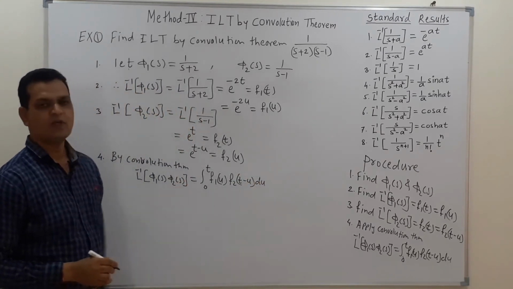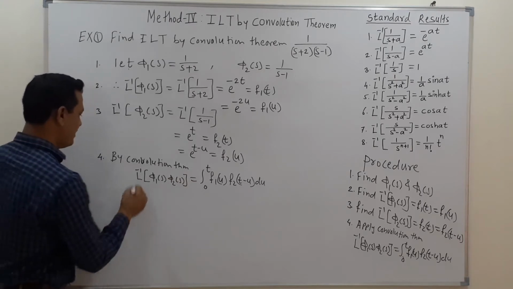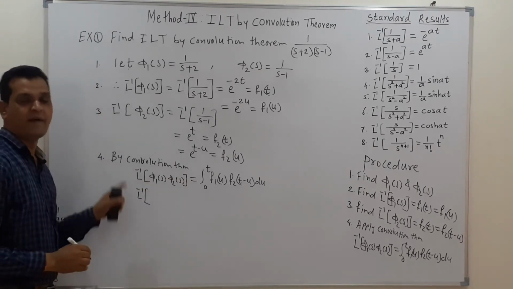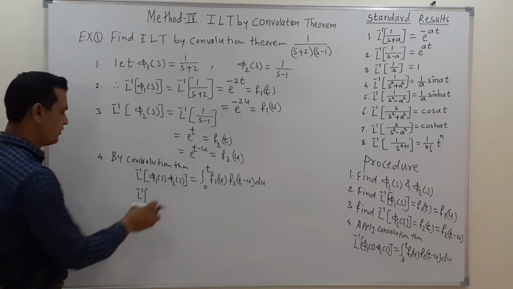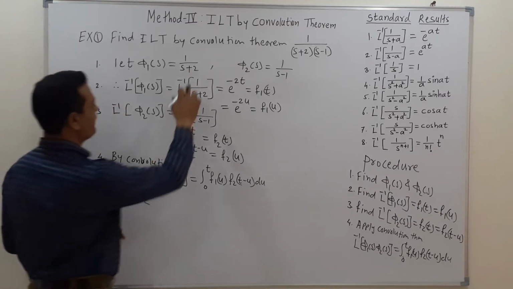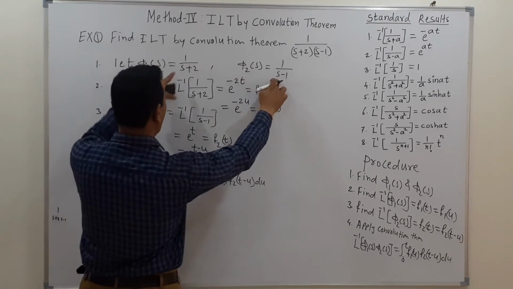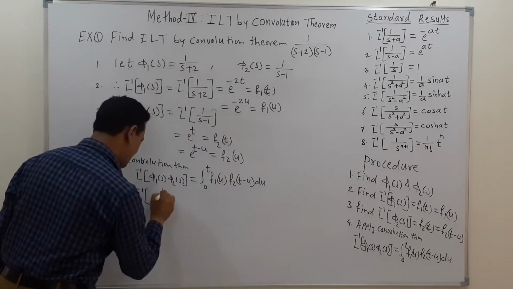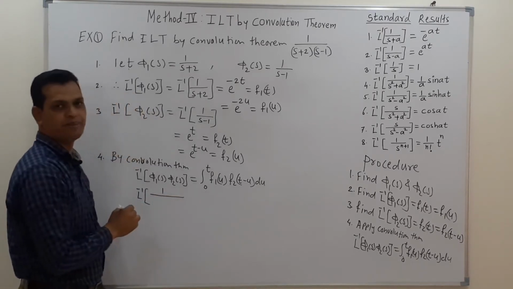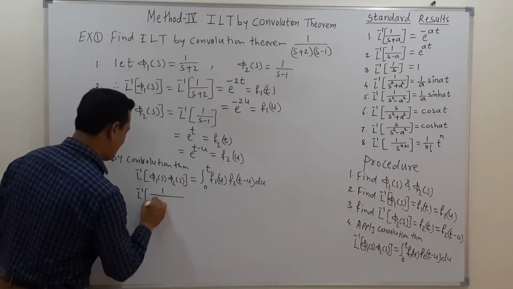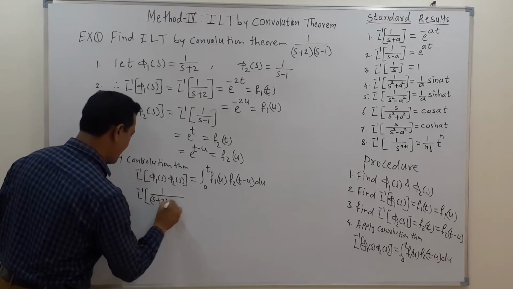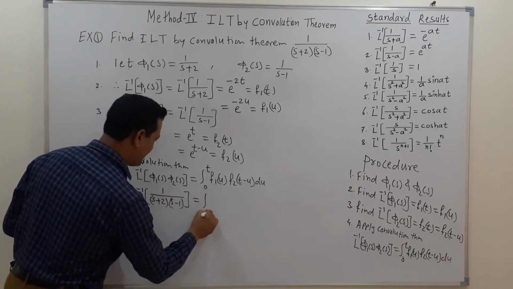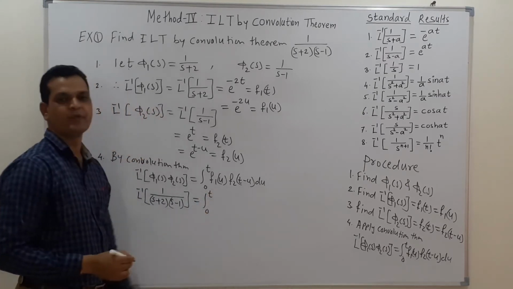So in this theorem, let's put the value. We can write this as inverse Laplace transformation of phi 1 and phi 2. So phi 1 is this value, phi 2 is this value. If we take the product of these values, we get the original function as it is. So that's why we can write this as inverse Laplace transformation of 1 upon (s plus 2)(s minus 1), which is equal to integration 0 to t as it is.